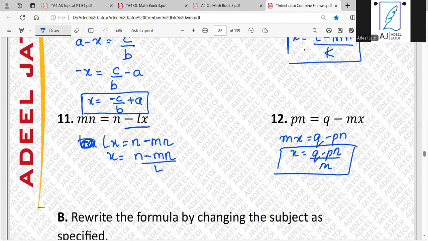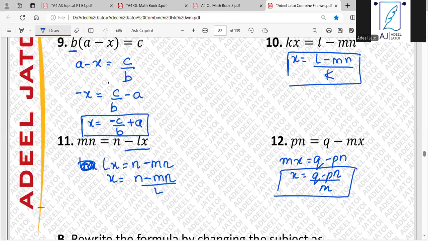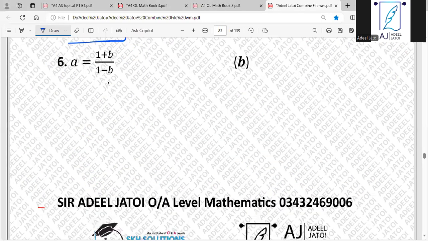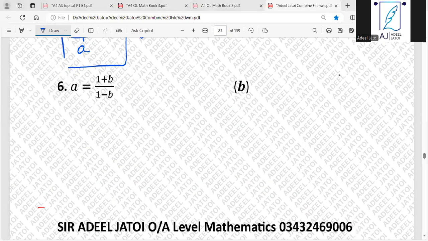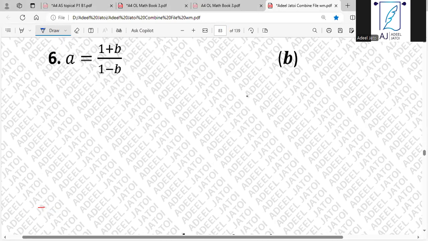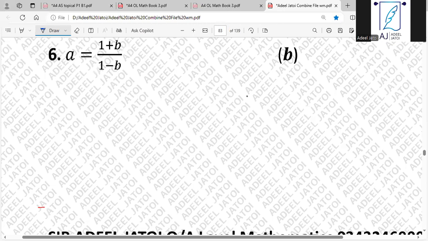Question number 12. This is question 12. Good enough? Attempt this part. Question number 6. Make B the subject.